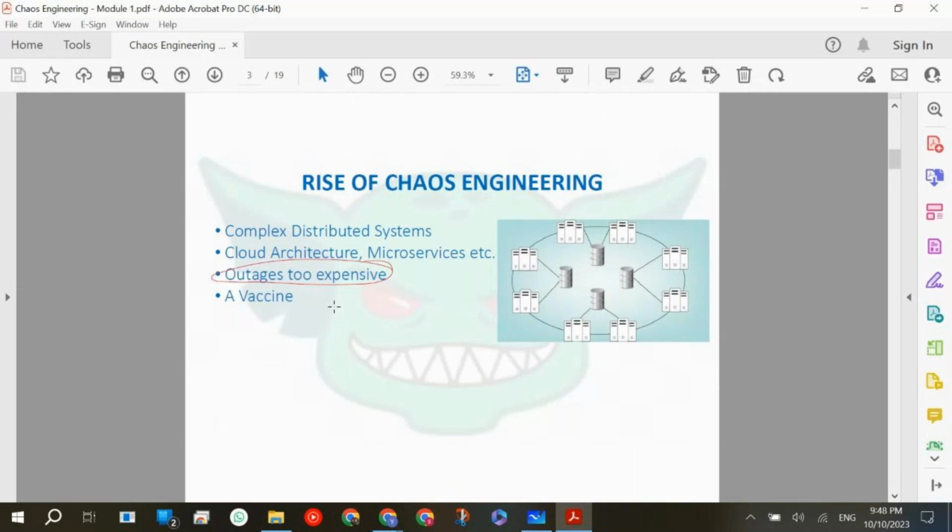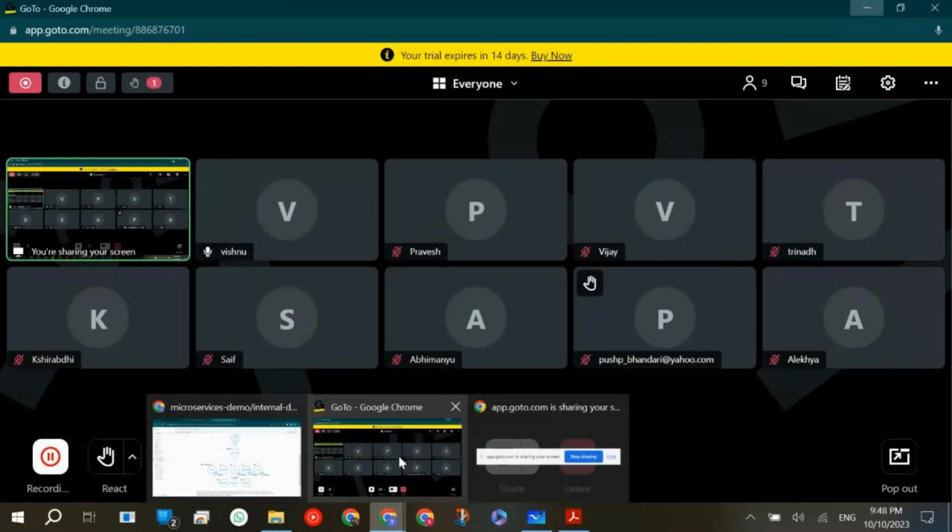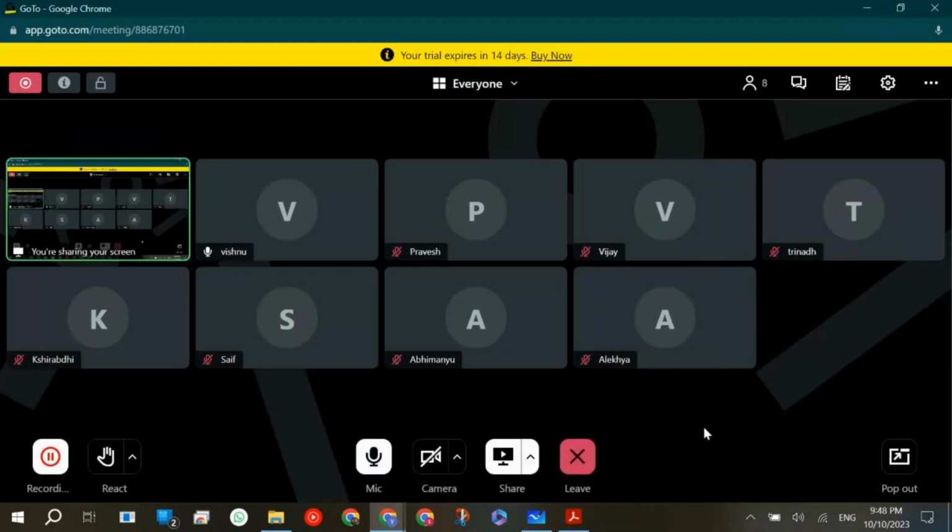And what people started to realize is outages are expensive. What do you think, are outages expensive, or is it okay, manageable? Let's say a company like Amazon is shutting down for, let's say, 1 minute or 2 minutes. What do you think the loss will be? Will it be millions of dollars or very negligible? It's huge. Yeah, it will be in millions of dollars.